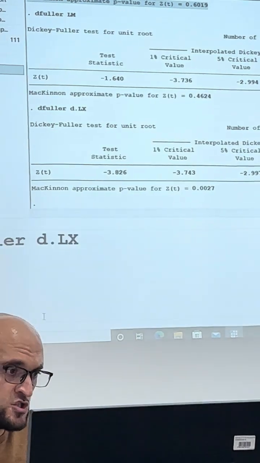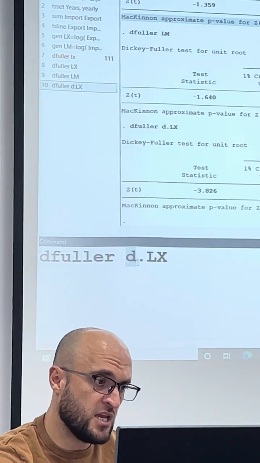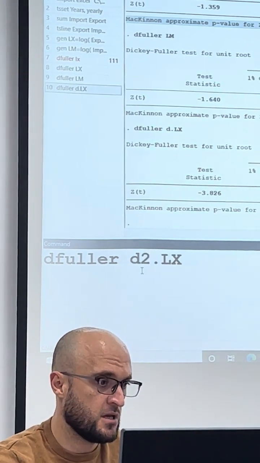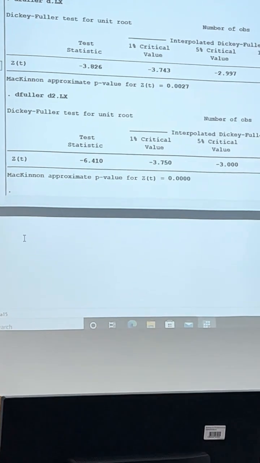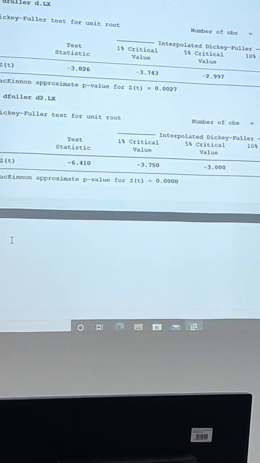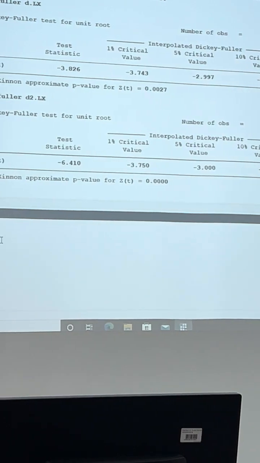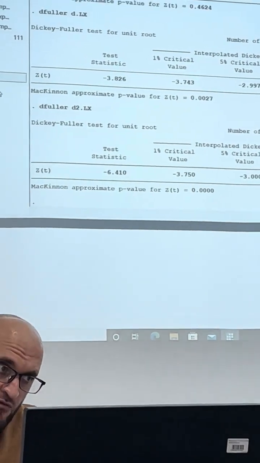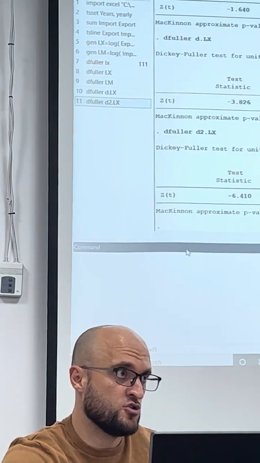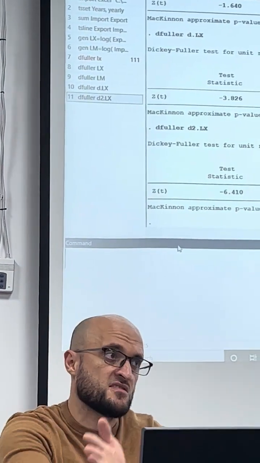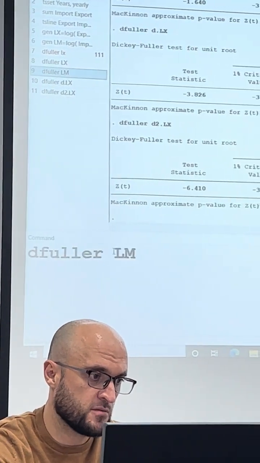So I can make D2 here. It says D1, but you can make D2 by adding 2 here, and it will be highly stationary. If you make it D3, there is no way to make it more stationary, it's already 0. So it could be the case that one variable is not stationary even at D1, and you need to go for D2. But here, D1 is still okay because it's highly stationary too. So now I'm going for import.